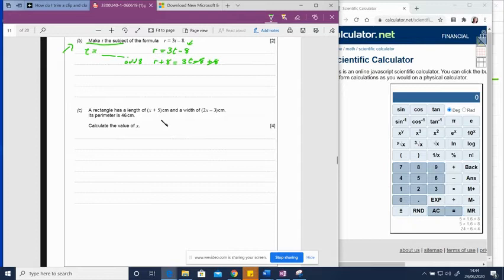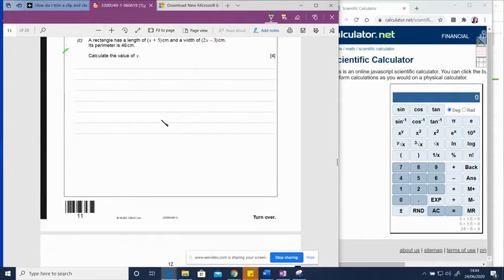Now I'm going to get rid of that 3 by dividing both sides by 3. So r plus 8 divided by 3 is equal to 3t divided by 3. Those cancel each other out, leaving us t on its own. So t is equal to r plus 8 over 3, which is the answer to that question.